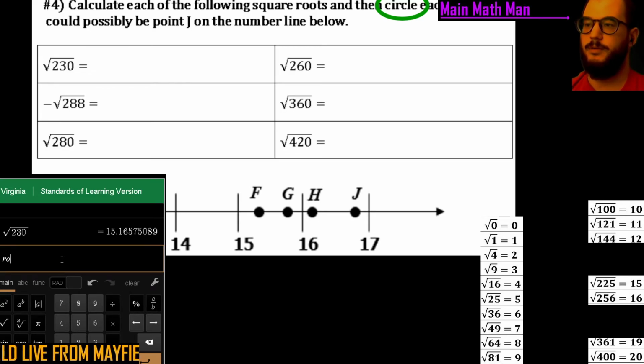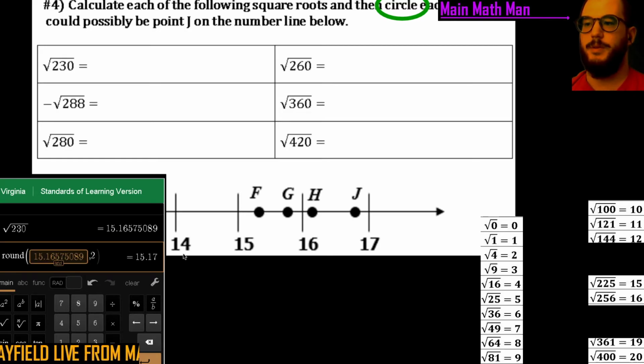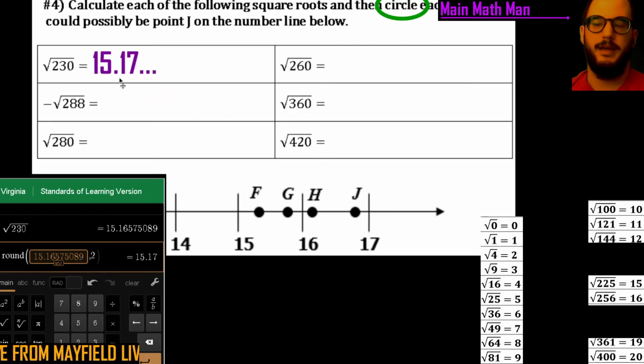So we're going to say round, and I'd like to round my answer to the nearest hundredth. So I'm going to say that second decimal place. And so I'm going to say it's about that much. Again, it's not going to be perfect, but you want to at least see what two values it falls between. And so you can say, hey, it falls between 15 and 16, just like we guessed, and just like we proved using that Desmos calculator.